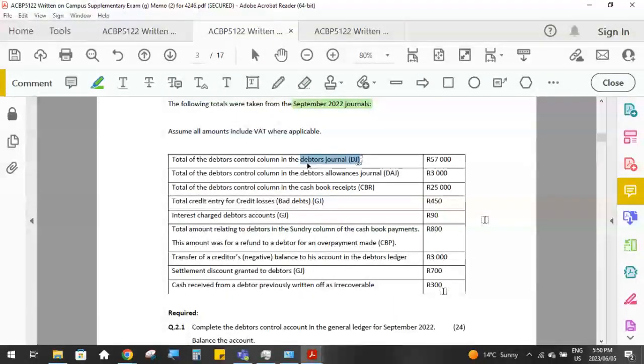In our debtors journal, the DJ, the total of the debtors control column was this amount. In the debtors allowances journal, the debtors control column total was 3,000. In our cash book receipts, the debtors control column was 25,000. In the general journal, there was a journal entry that we recorded for credit losses. Also in the general journal, we recorded interest that we had charged one of the debtors. Then in our cash book payments, we had to refund a debtor that had paid us too much money.